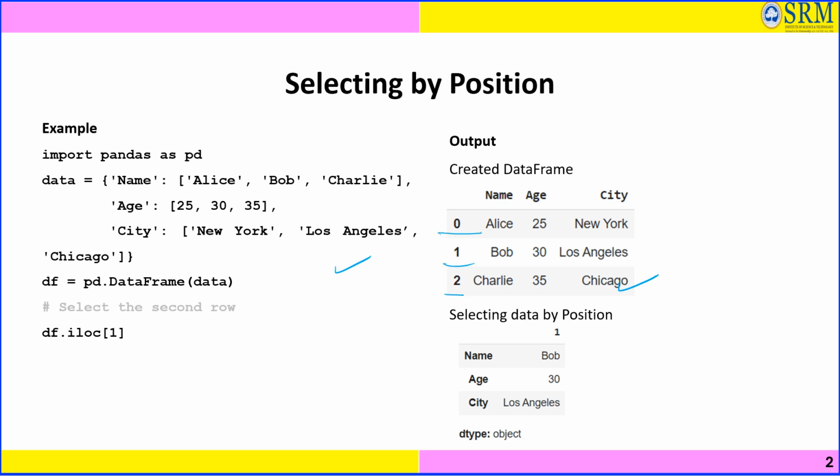If I want to access the second row, I have to give df.iloc[1], which means this one will be selected. This is 1. So the data Bob, 30, and Los Angeles will be selected. In that way we can select a particular element by position. What is the position? 1 is the position. Once you give the position, the particular elements will be selected.